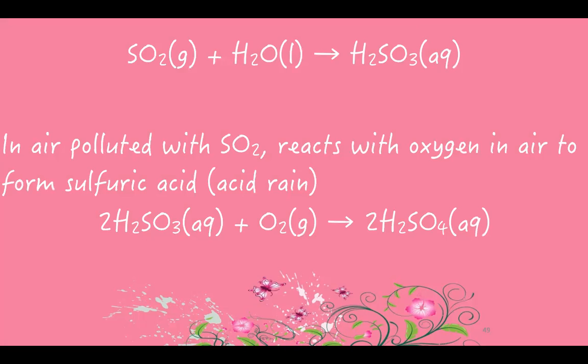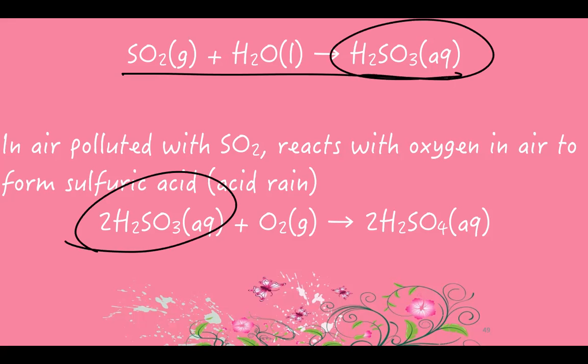Yeah, so that's what I was just talking about. An air polluted with sulfur dioxide reacts with the oxygen in the air to form sulfuric acid. So not only are you forming sulfurous acid, but then sulfurous acid is also reacting with the oxygen in the air to form sulfuric acid, and this is the cause of acid rain.